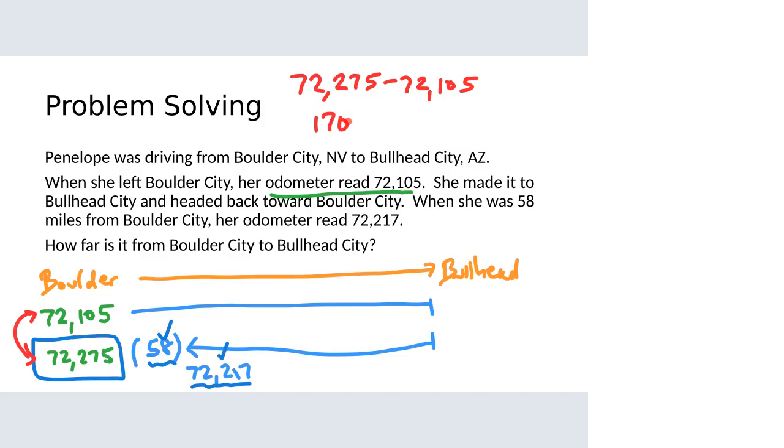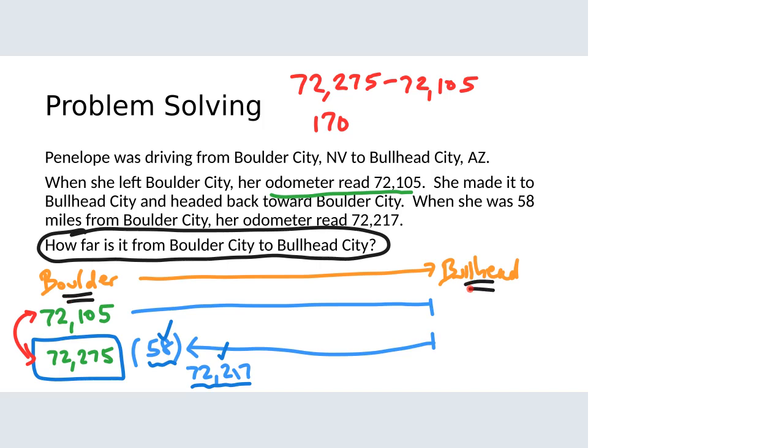We want to go back and reread that question again. If the question said, how many total miles did she drive? Then 170 would be our answer. But our question here was, how far is it from Boulder City to Bullhead City? How far is it from here to here, not the coming back part. What do I have to do with this 170 to finish this off and get my answer?